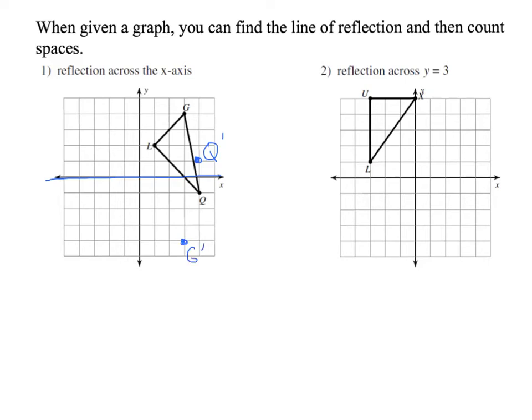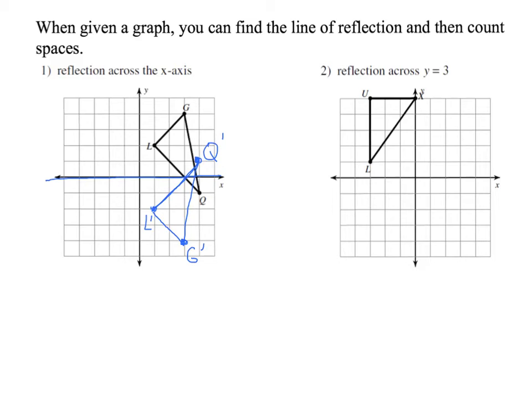Now on to L. 1, 2 above. 1, 2 below. Put a dot. Label. Do you remember what the last thing to do is? Connect the dots, just like you did when you were little. So we now have reflected the first triangle across the x-axis.